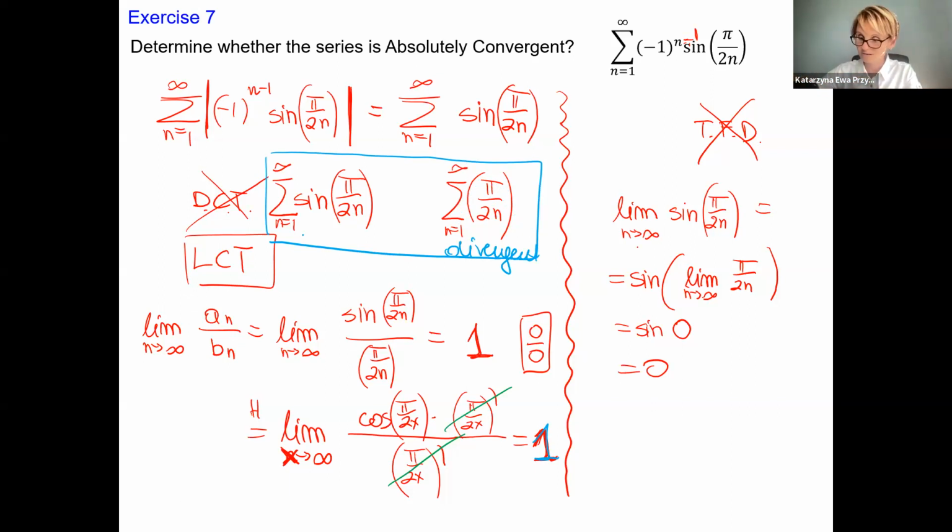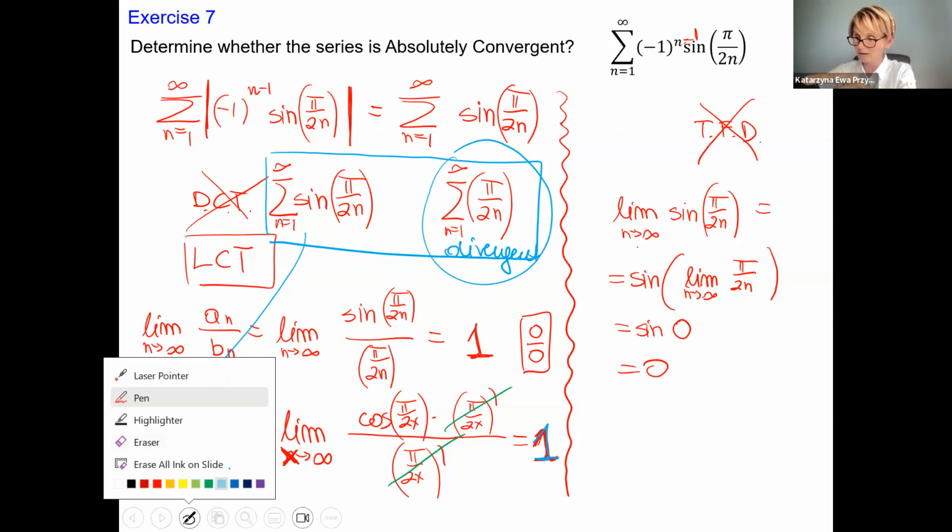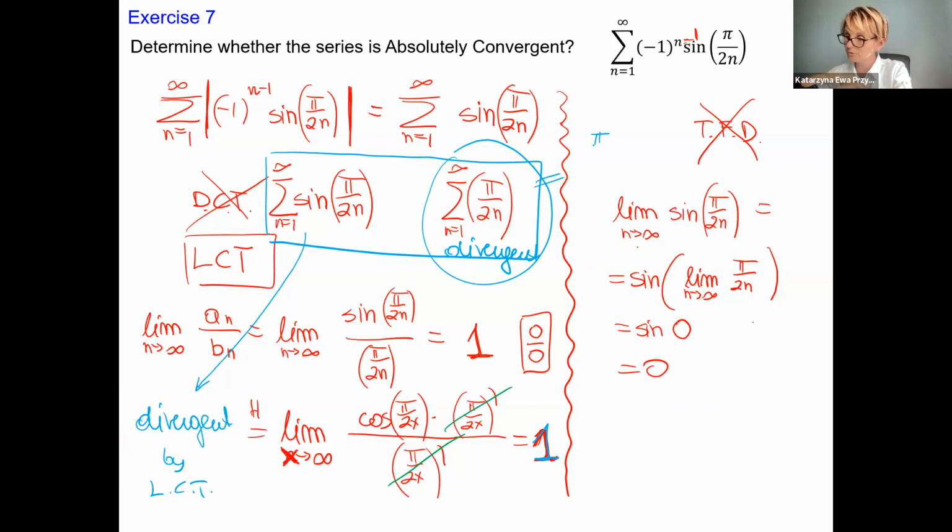That means this one, how can I say? Let's say this way: divergent by the limit comparison test, and we're comparing with this. I mean the constant multiple of harmonic. I can put pi over 2 outside, and this will be 1 over n. Of course, it is harmonic. Yes, constant we can pull outside. That means it's harmonic, divergent.